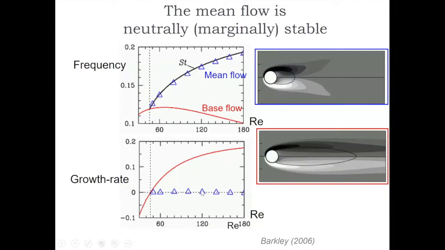Okay, so we have all the ingredients to understand what's going on. We have actually a flow that generates an instability, and this instability forces the base flow to become a mean flow and to change through the action of the Reynolds stresses. This mean flow progressively becomes neutral or marginally stable, if you want. And as it does so, it reaches a limit cycle.